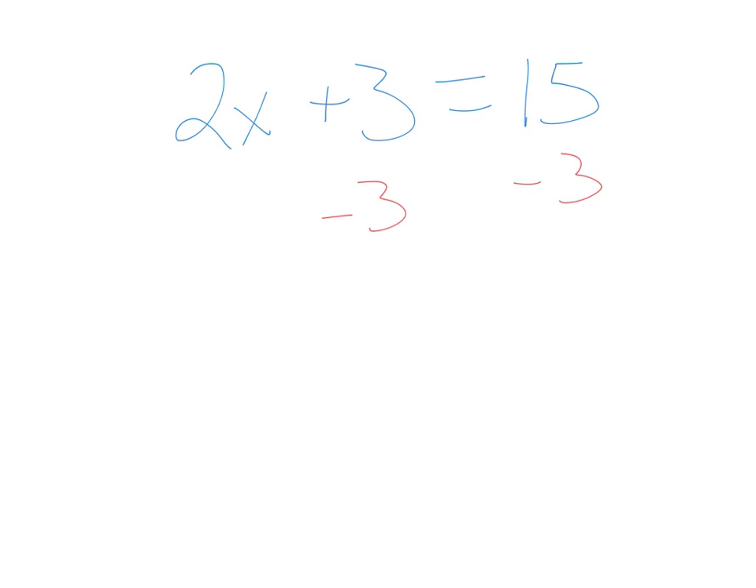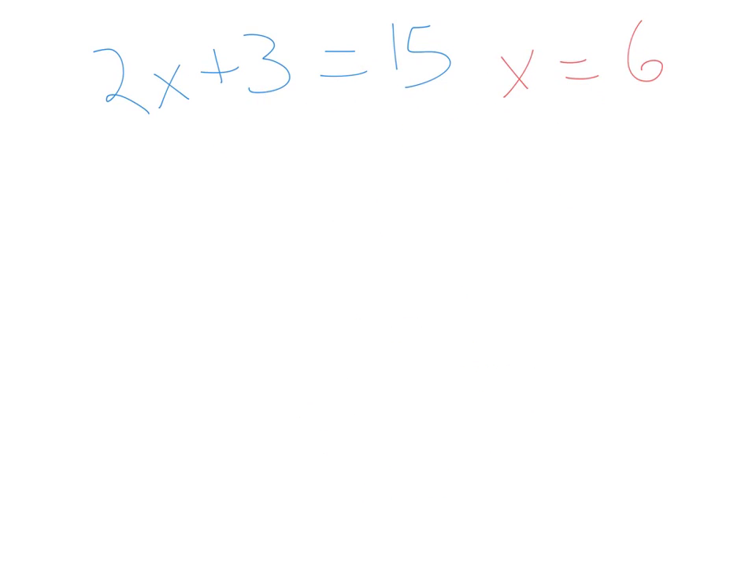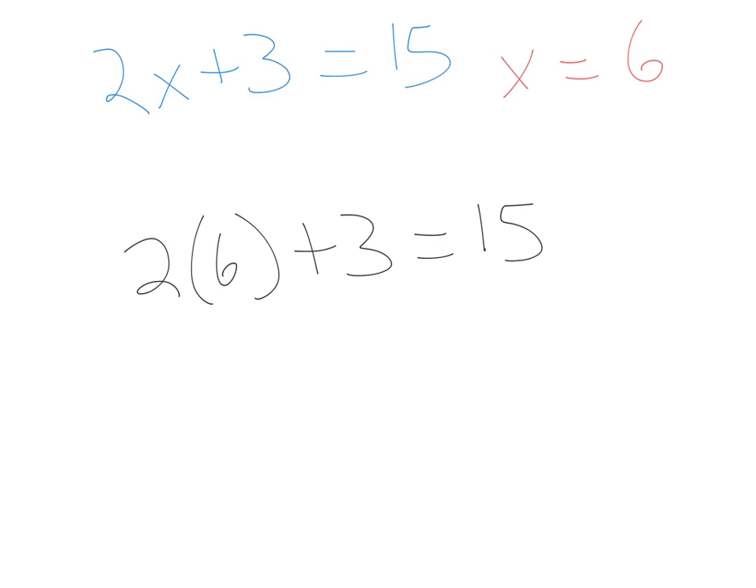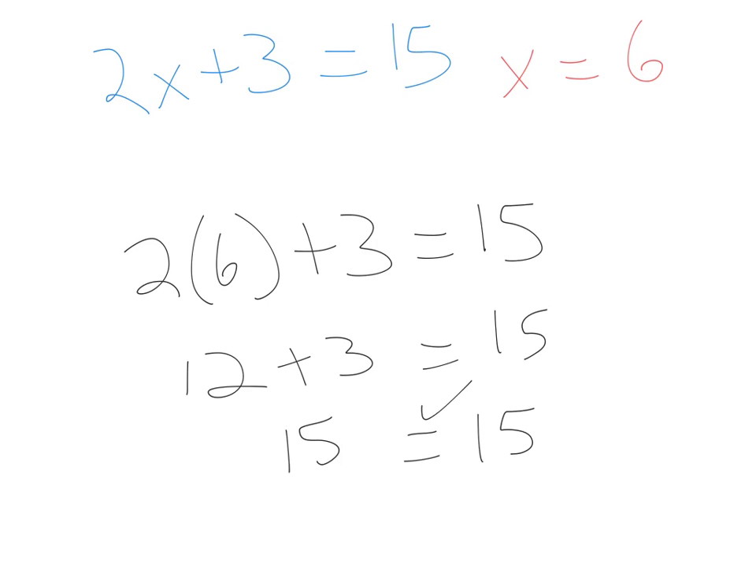You can also think about it like reverse PEMDAS. Multiplication and division are going to come after the addition and subtraction. So we subtract 3 from both sides. We get 2x equals 12. We're going to divide both sides by 2, and we're going to find that x equals 6. We want to test that out, make sure that that works. So we replace x with 6, and we have 2 times 6 plus 3 equals 15. 2 times 6 is 12, plus 3 equals 15. Does 15 equal 15? Sure does. So that checks out.